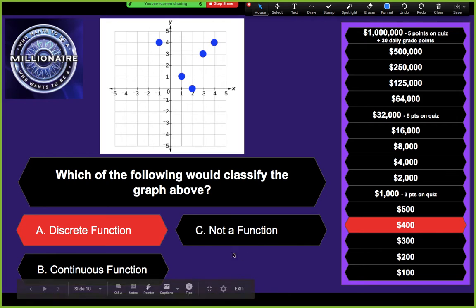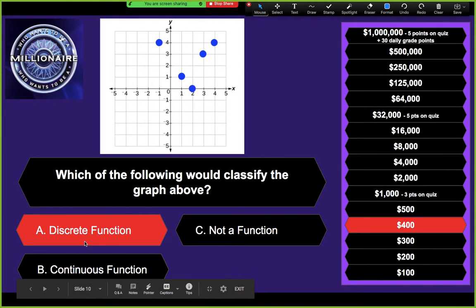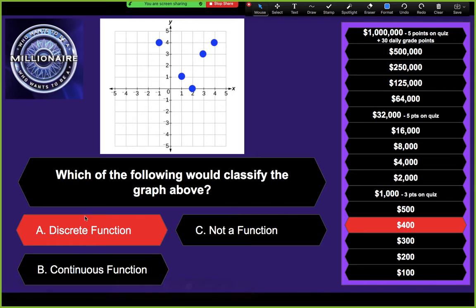So this one is a function because all of the x's only have one y. So none of my x's repeat. And it is discrete because it's dotted. So let's move on to the next one. It's very similar.